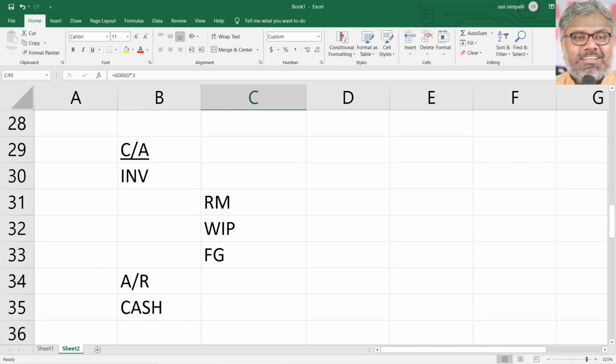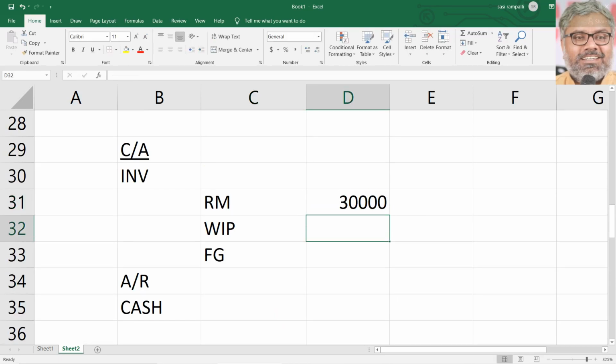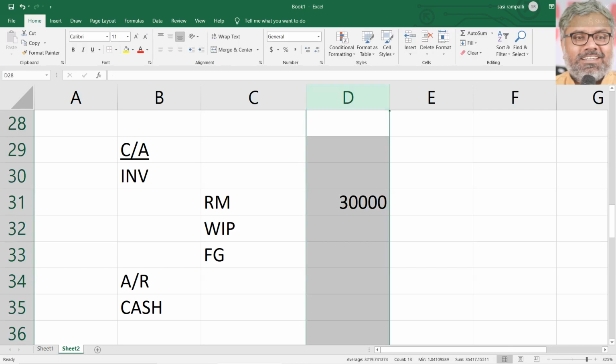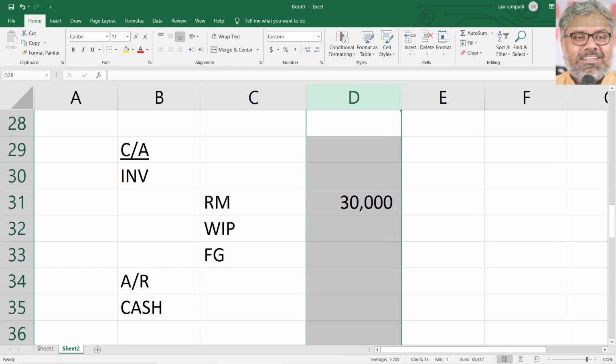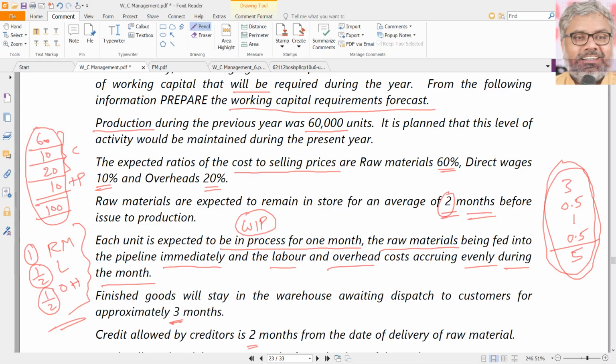So raw material consumption is how much? That is 1,80,000 into 2 by 12. That itself will be the raw material stock. Of course, opening also, closing also. We don't need opening. We need closing, which is the estimated raw material stock at the end of the period. That is 30,000 rupees. Next, work in progress is an important calculation that has to be done separately.